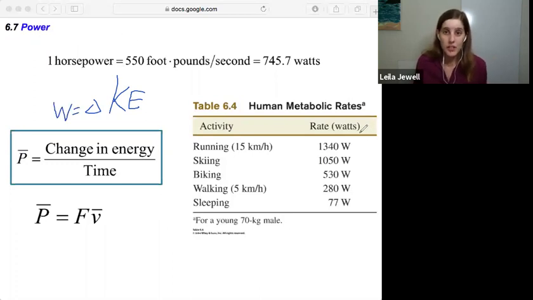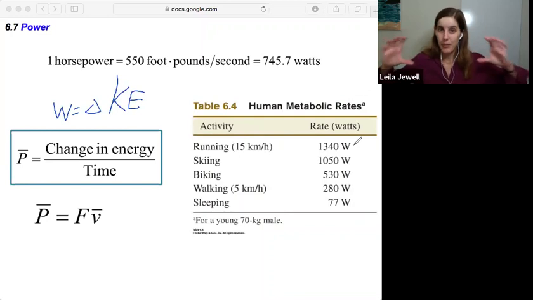And to give you some sense of watts, here are some human metabolic rates. So the rate at which humans can burn energy, right? A change in energy over time. So running 15 kilometers per hour, that's about 9 miles an hour, so that's a 6 or 7 minute mile, is 1,340 watts. That's how much energy you burn in a second, right? So you could multiply by a number of seconds and you would get the total amount of joules that have been burned, which you could convert to calories. That's all that this is giving you, right?